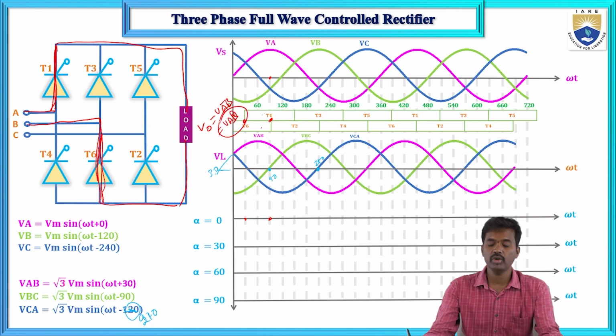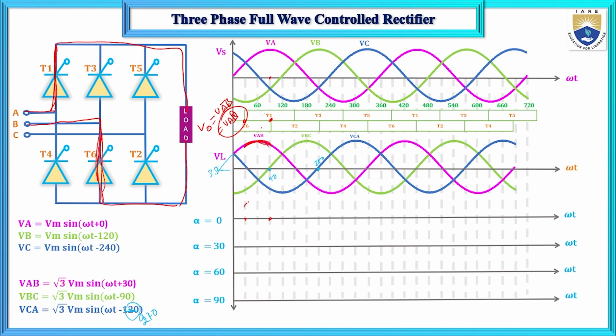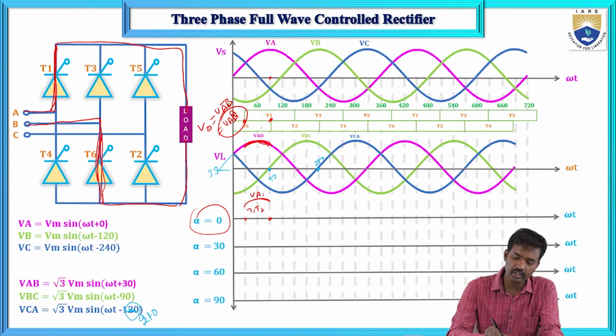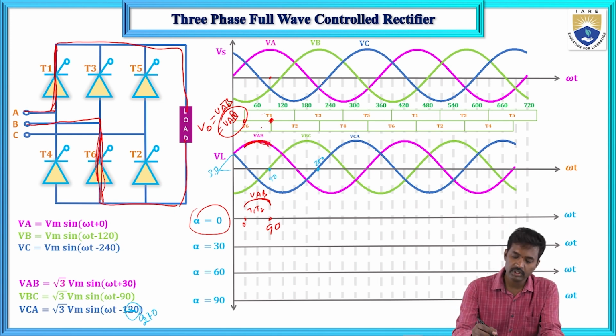So this is the line voltage, VAB. It will follow the supply voltage. VAB you will get at alpha equals 0, when T1 and T6 conduct, that is VAB, from 0 to 90 degrees. And after that, this is 90 and this is 150. So now here 90 to 150.